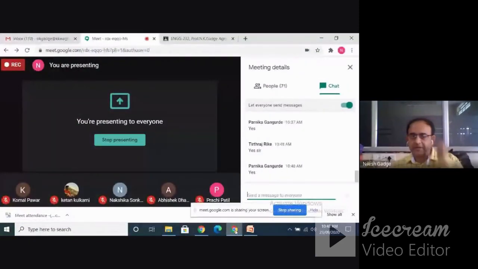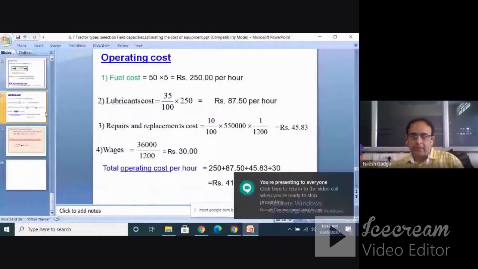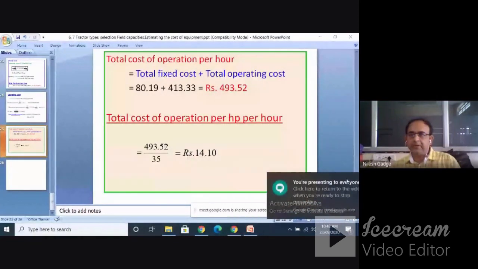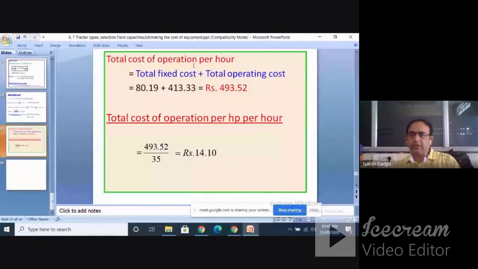Now the last thing. Total cost of operation per hour. So total fixed cost plus total operating cost. Do the summation of this, then it will be 493.53. This is the total cost of operation per hour. Then calculate the total cost of operation per hour per HP. So it is a 35 HP. Just divide it by 35.